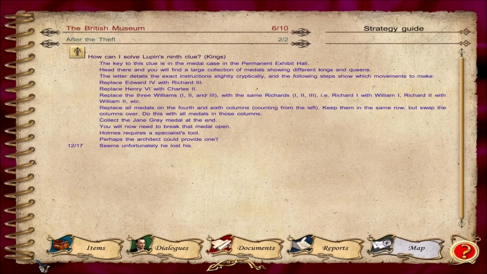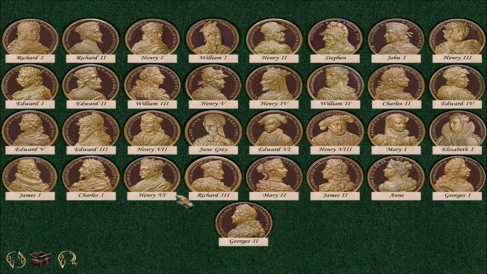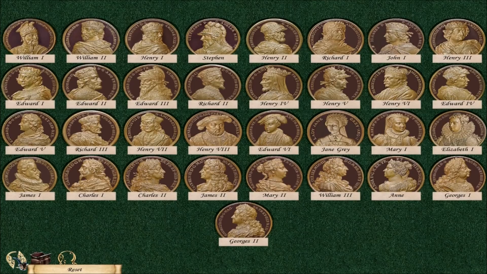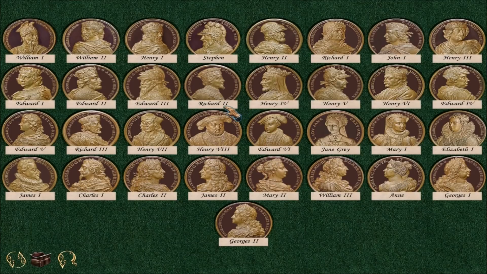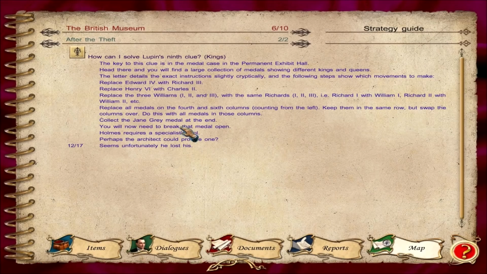Now what? Do with all the medals in those columns, collect Jane Grey at the end. Did the puzzle just reset everything? We'll try this once more. But geez, talk about this.